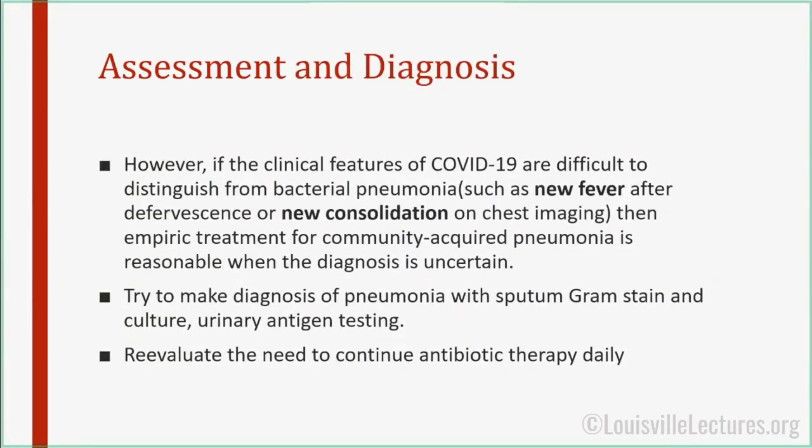However, if you have clinical features that are difficult to distinguish from bacterial pneumonia, such as development of a new fever after they've defervesced, or the presence of new consolidation on imaging, then empiric treatment for community-acquired pneumonia is reasonable at this point, because the diagnosis is uncertain.